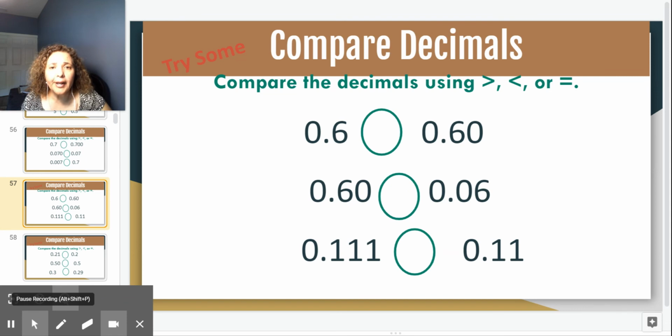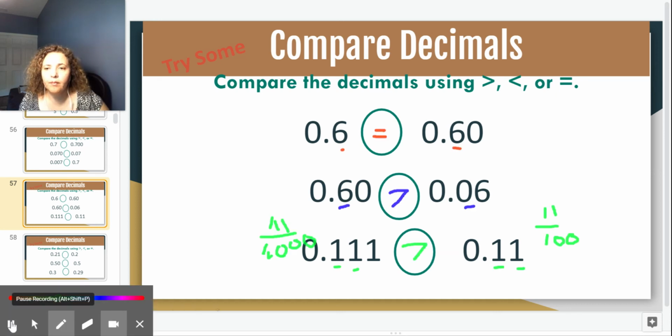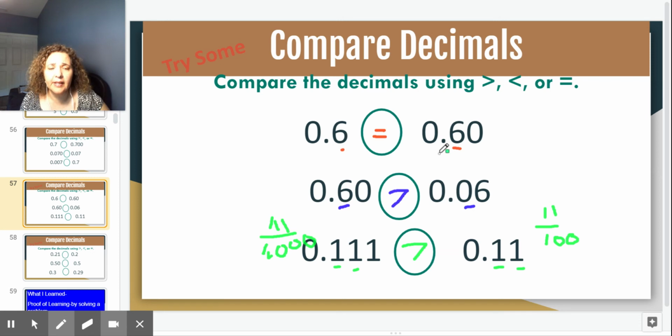All right, you try some now. Compare the decimals using greater than, less than, or equal, and then come back to me. All right, so 6 tenths is the same thing as 60 out of 100, right? They are equal. It doesn't matter how many zeros. I could add a 0 here, and they'd be equal.